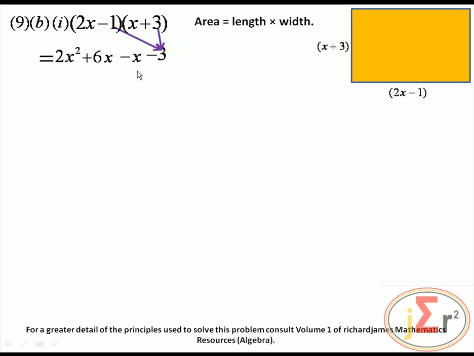Now we have two like terms, and the like terms are combined by adding the coefficients. The coefficient here is 6, and the coefficient here is negative 1. 6 added to negative 1 will give a positive 5. So positive 5 is the coefficient of the new middle term. So the middle term will be 6x minus x, which is 5x. And that completes the expression of our area written in the form of a trinomial.